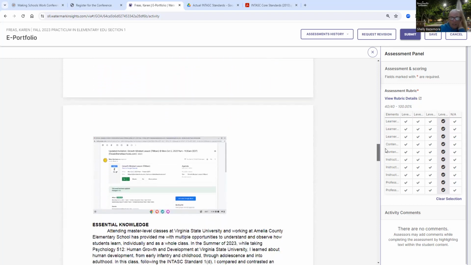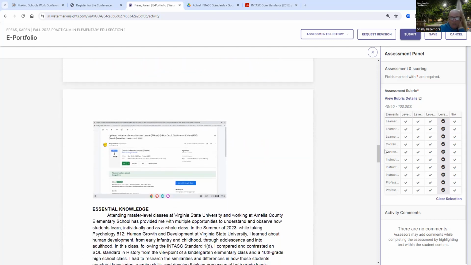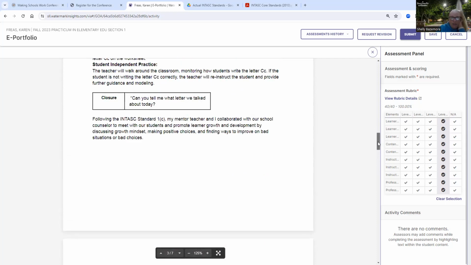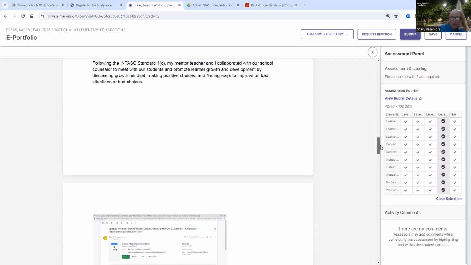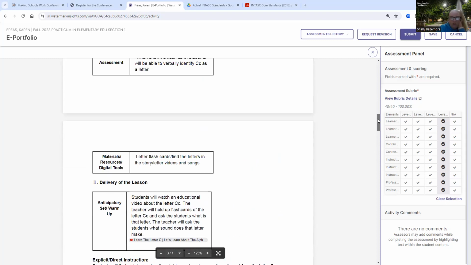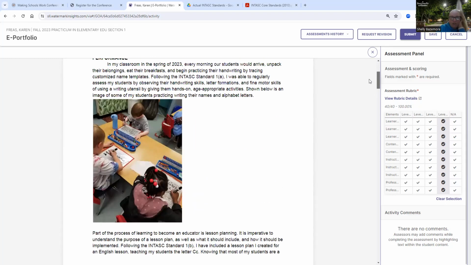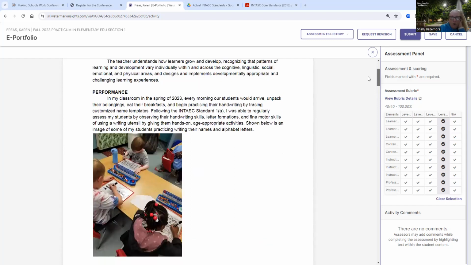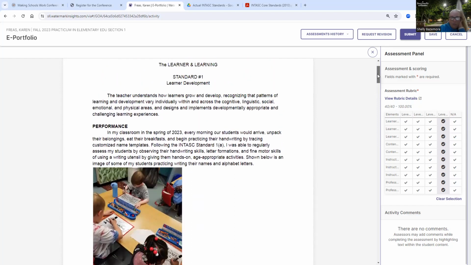All right, and then she goes on, this is her artifact that goes with what is above. That's her blurb, and that goes with that. The explicit and direct instruction student independent practice is just part of her lesson plan, it looks like. So those are her 3 artifacts for standard 1 performances.